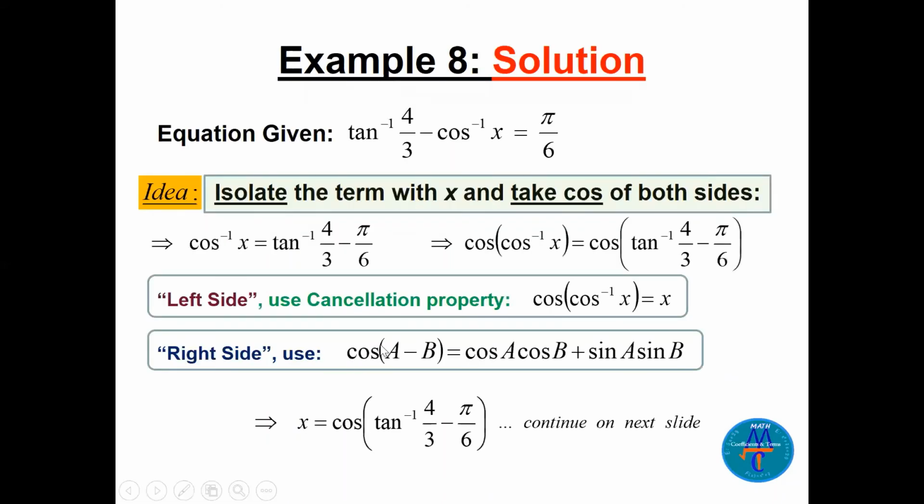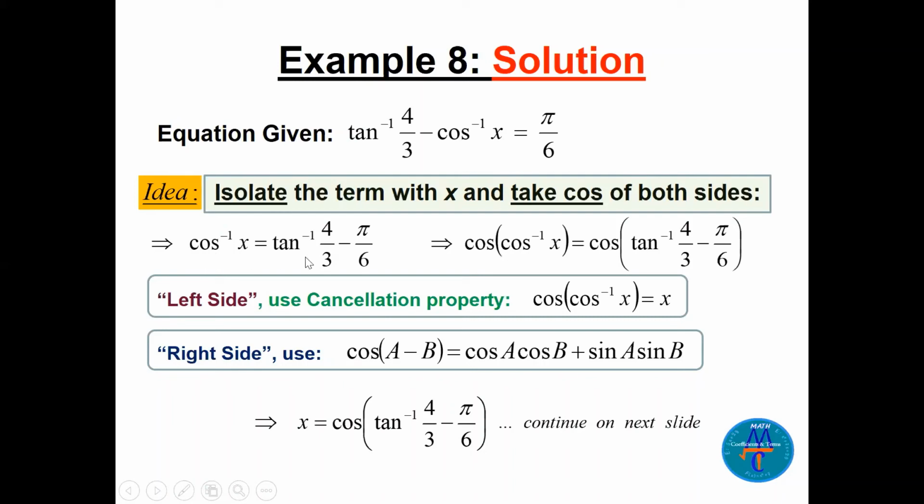Look at the idea. Isolate the term with x and take cosine of both sides, because it happened here also, we have cosine. Sometimes we have sine inverse of x, sometimes we have tan inverse of x. It depends on the question. So we leave here cosine inverse of x, all right? And then I take this on the other side, becomes, there is a minus, you see there? And this is a plus, then you multiply with the minus, or you can take cosine inverse of x on the other side and bring pi over 6 there.